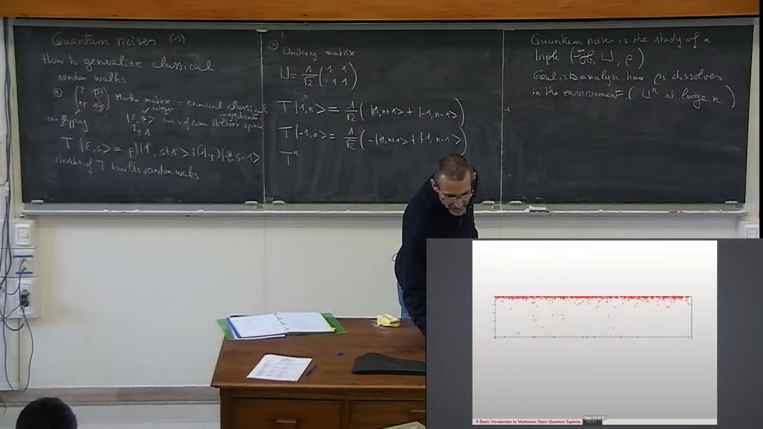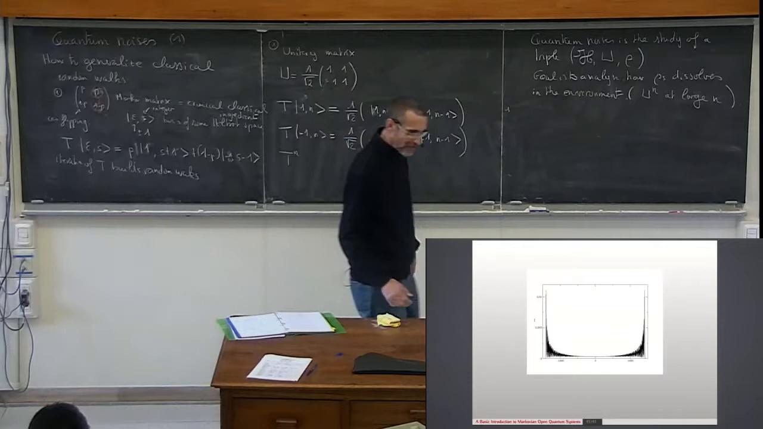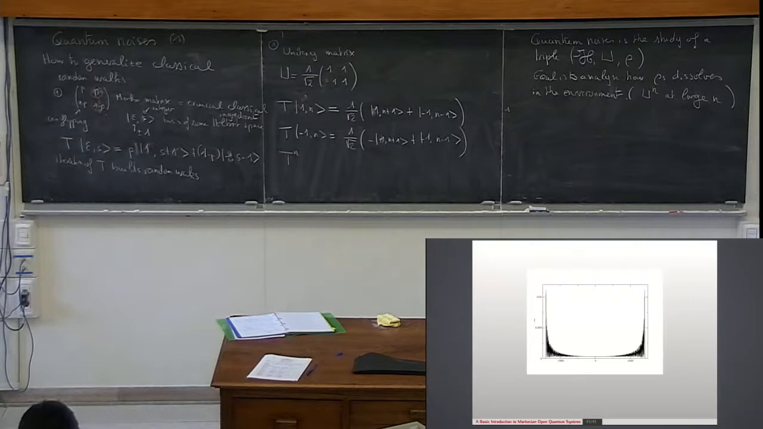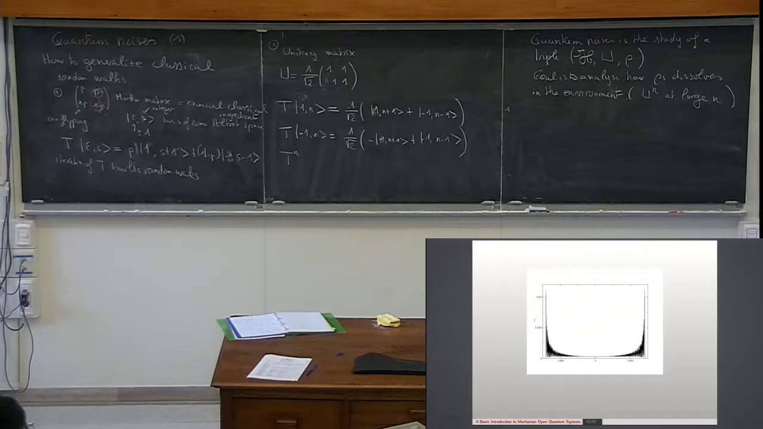when you do. So you take this Hadamard matrix, you make 2,000 steps, and you look at where the particle is after 2,000 steps. And you see that it doesn't go exactly up to 2,000, but it definitely goes much, much further than square root of 2,000, which is the one for classical diffusion. And in fact, it's even worse than that. It's essentially ballistic.